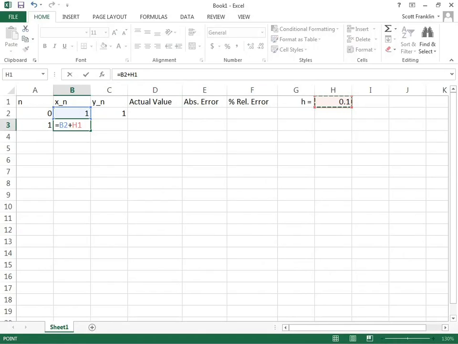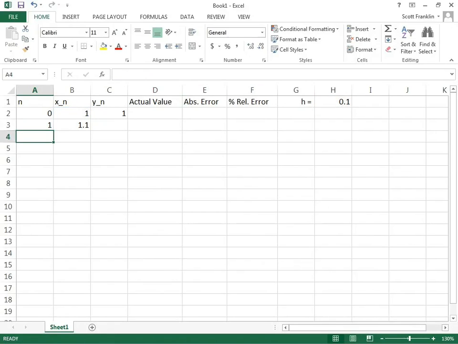But remember, I want always to refer to H1. I don't want to refer to a cell that's 7 over and 1 up. I want to always refer to H1. So I'm going to put $H$1 for absolute referencing. Remember that from last time? So all this formula is doing is using the Excel formula system to do previous value of x plus h. I hit that, I get 1.1, which is exactly what we would expect.